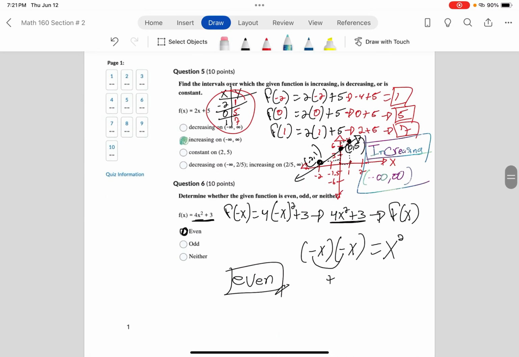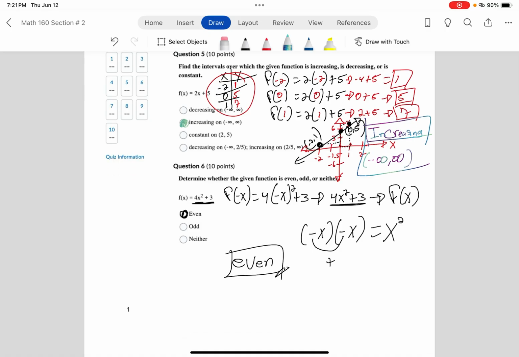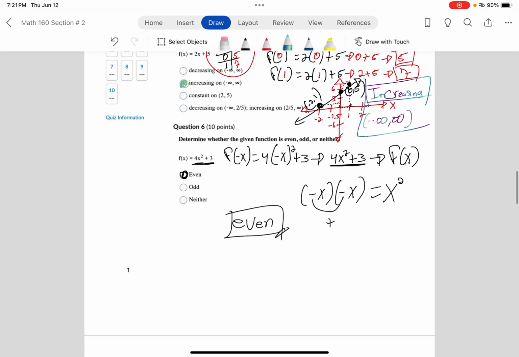Then find the interval over which the function is increasing, decreasing, or constant. Remember, increasing, going up, up and up. Decreasing, going down, down and down. All those graphs are read from left to right. And if constant, that means that there is no slope. It will be a horizontal line. That means constant. That's not the case here, but just to know.